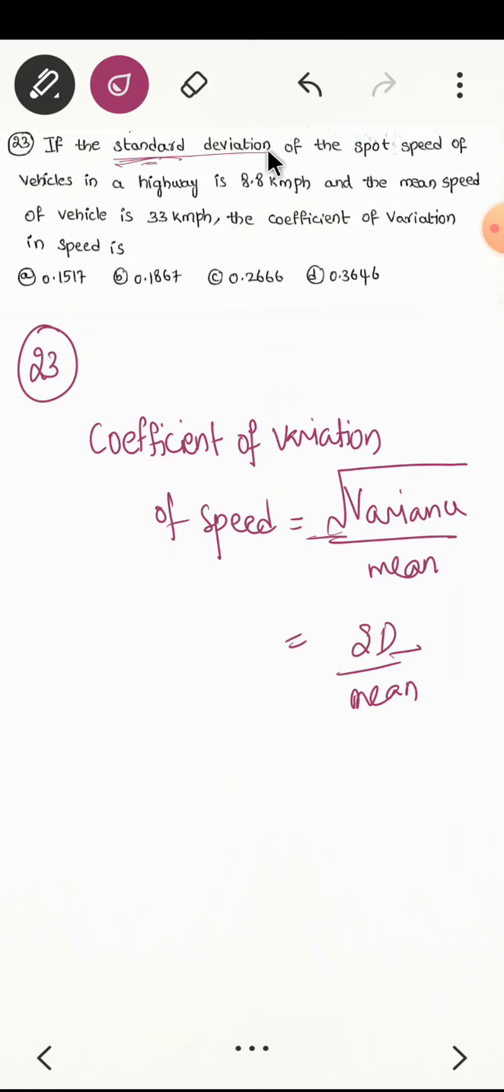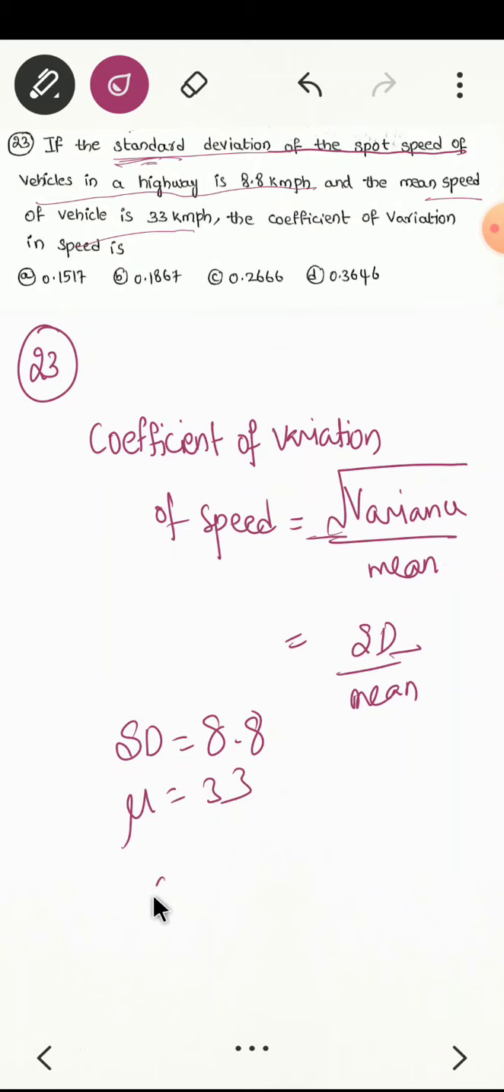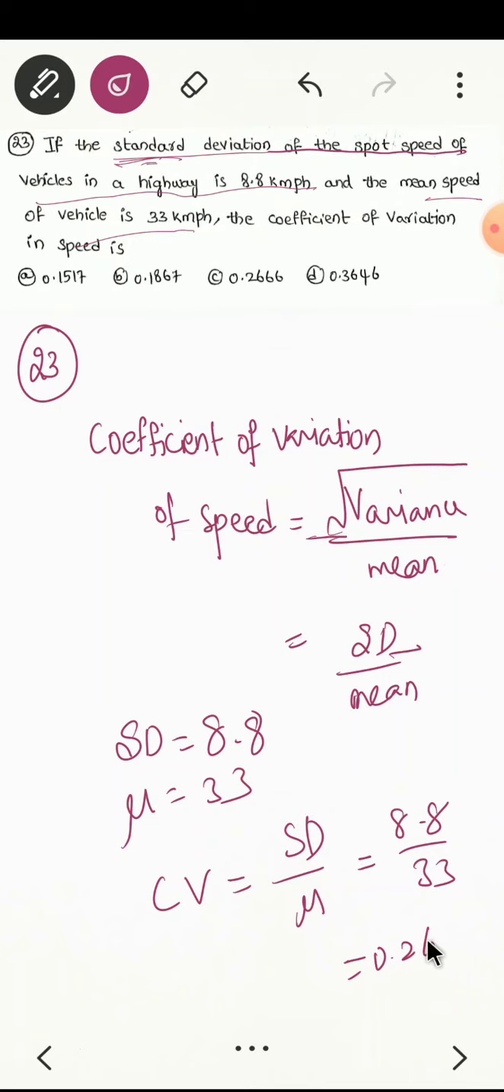The standard deviation of the spot speed of vehicles on a highway is given as 8.8, and the mean speed of the vehicles is 33, that is mu equal to 33. Then find the coefficient of variation in speed. So it is standard deviation by mu, or root over variance if they give variance. So 8.8 by 33, and I am getting 0.266.